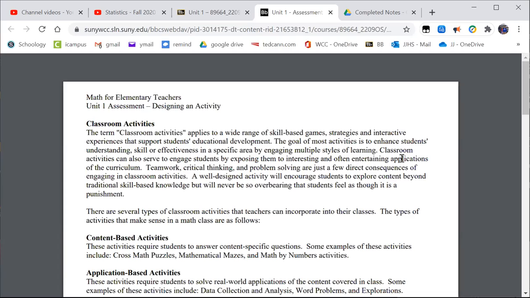All right, so classroom activities. The term classroom activities applies to a wide range of skill-based games, strategies, and interactive experiences that support students' educational development. The goal of most activities is to enhance students' understanding, skill, or effectiveness in a specific area by engaging multiple styles of learning. Classroom activities can also serve to engage students by exposing them to interesting and often entertaining applications of the curriculum. Teamwork, critical thinking, and problem solving are just a few direct consequences of engaging in classroom activities. A well-designed activity will encourage students to explore content beyond traditional skill-based knowledge, but will never be so overbearing that students feel as though it is a punishment.